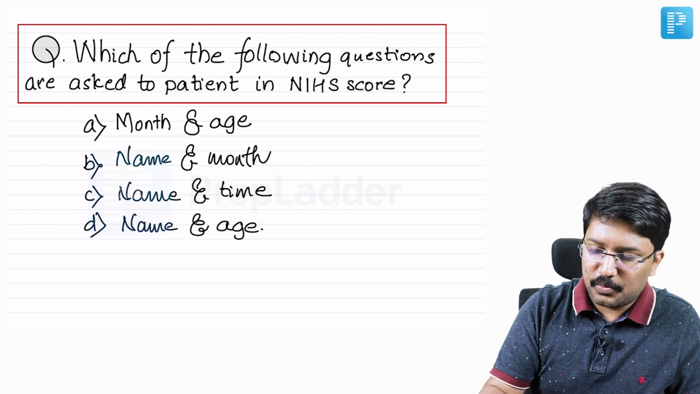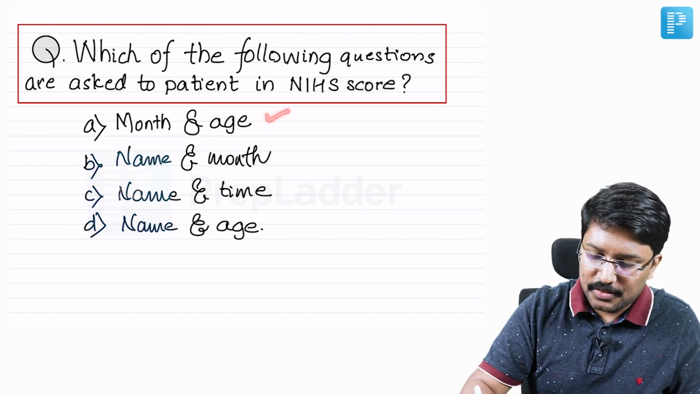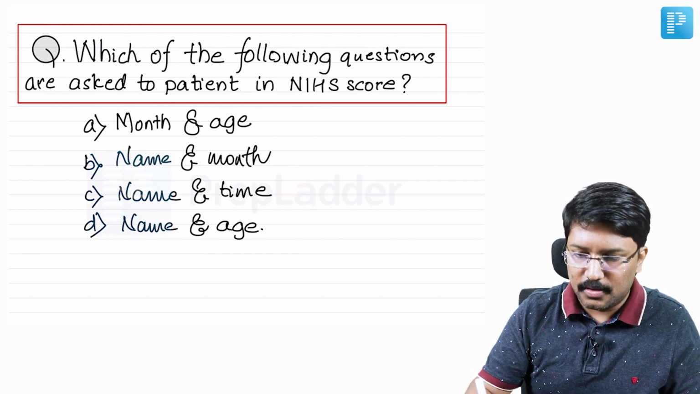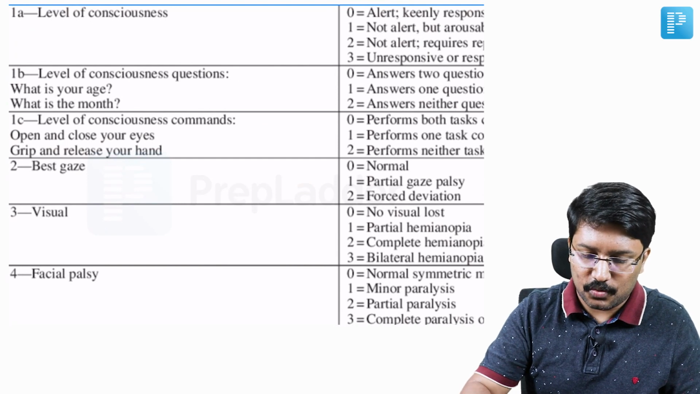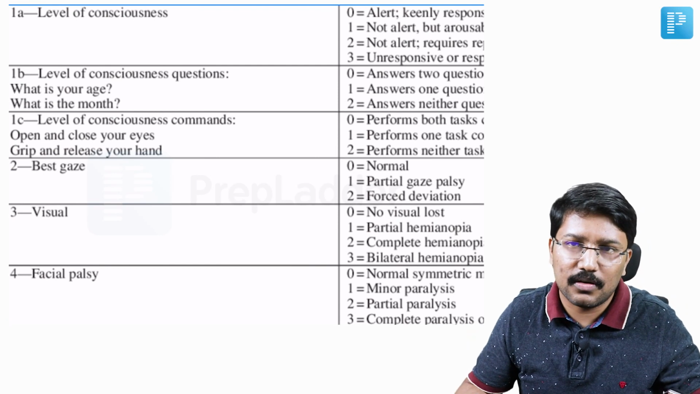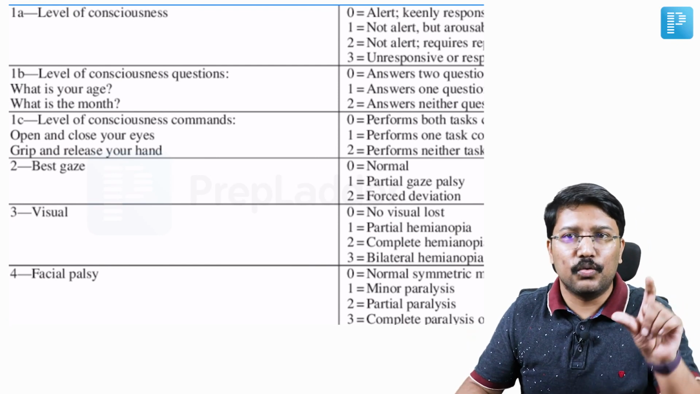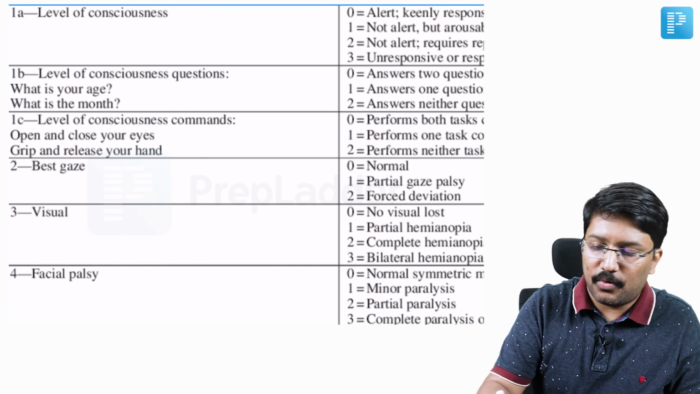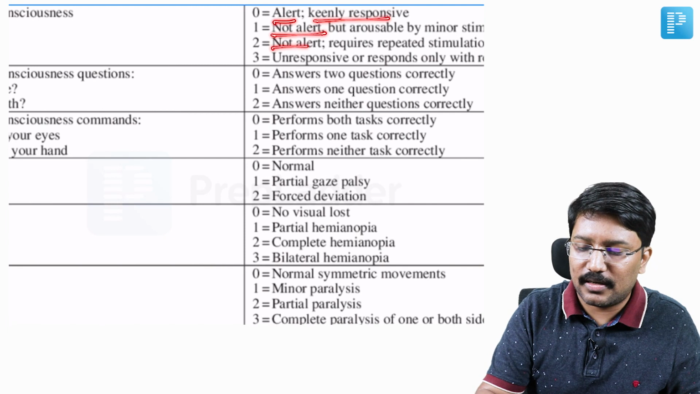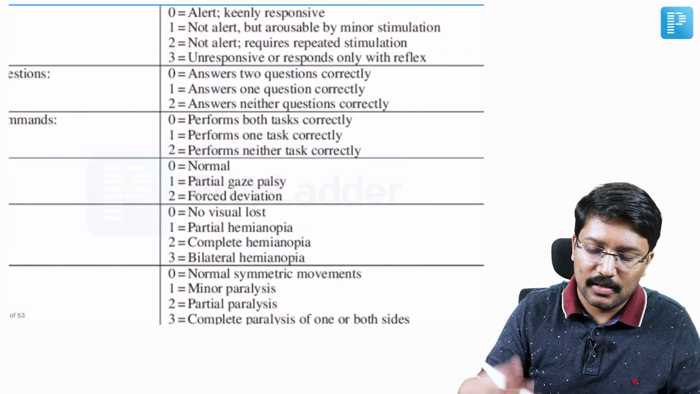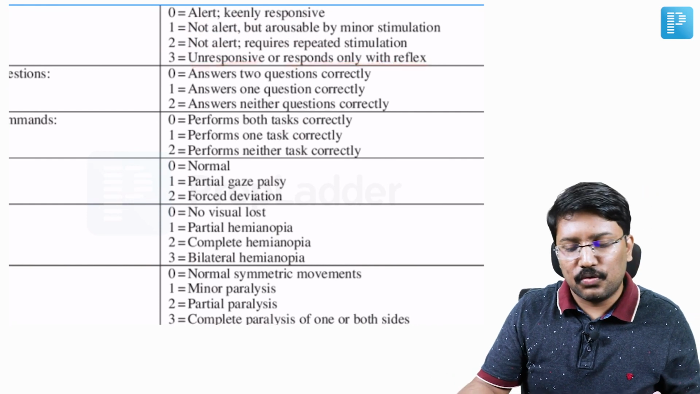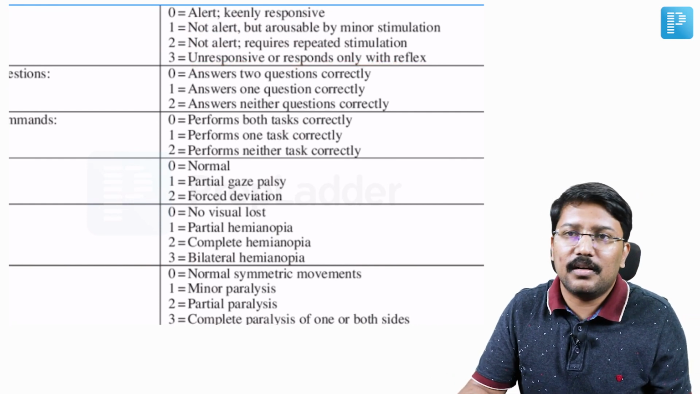Which of the following questions are asked to a patient in NIHSS score? Month and age, name and month, name and time, or name and age. So this is basically a question in NIHSS score about the assessment of the level of consciousness. The level of consciousness in the NIHSS scoring system is assessed in 2 levels. The 1A, where we are talking about whether the patient is alert, not alert and requires repeated stimulation for attaining alertness, or unresponsive to stimulation or responds with only a reflex.